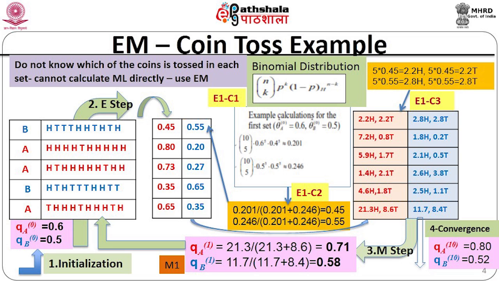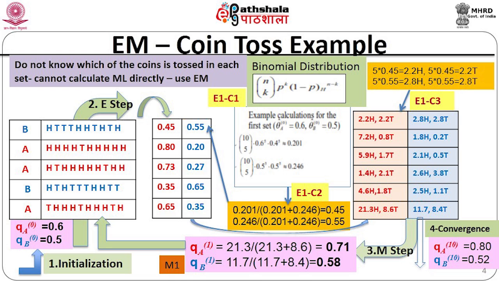With those values, we calculate the binomial values of 0.201 and 0.246. That is the first step. After we do that, we calculate the probability of you selecting a red or you selecting a blue. That is given by 0.45 and 0.55 by normalization, normalizing with the addition of the two values. So, from this we get the next table.